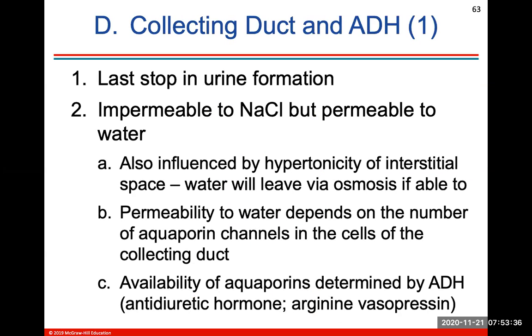Collecting duct and ADH. The last stop in your information is the collecting duct. It's impermeable to sodium chloride at this time, which is the salt, but it is permeable to water. It's also influenced by the hypertonicity of the interstitial space. Water will leave via osmosis if it's able to. The permeability to water depends on the number of aquaporin channels in the cells of the collecting duct, and the availability of aquaporins is determined by antidiuretic hormone.